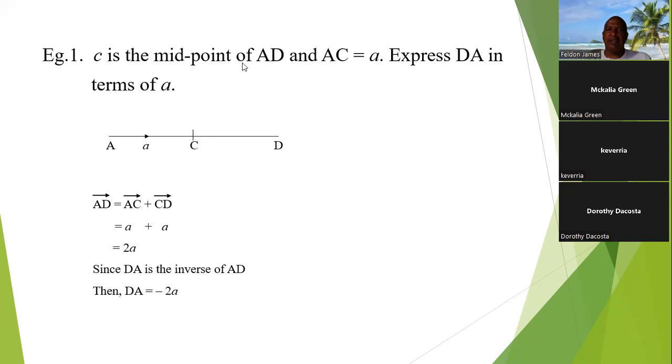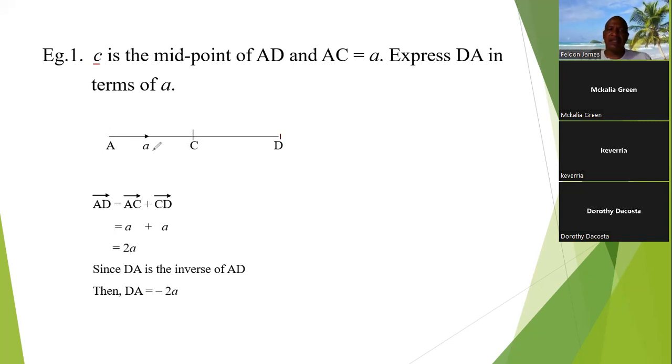C is the midpoint of AD. This C here should be a capital C. So that's a midpoint. We are saying from A to D would be the entire length, and from A to C would be halfway in between A and D, all right?